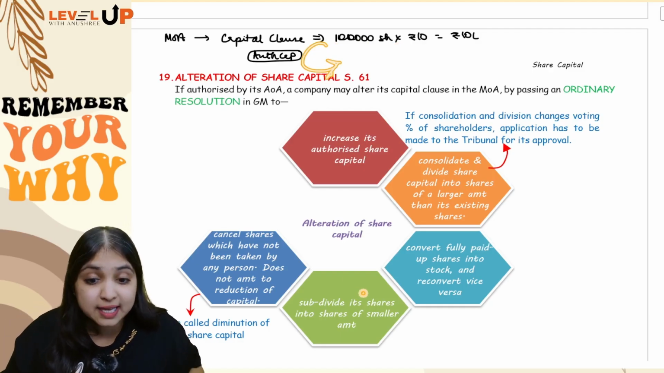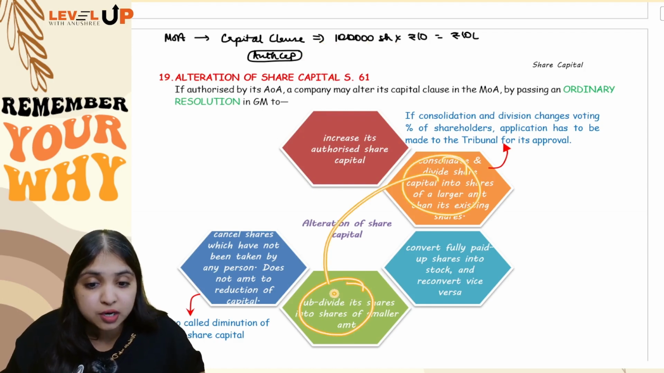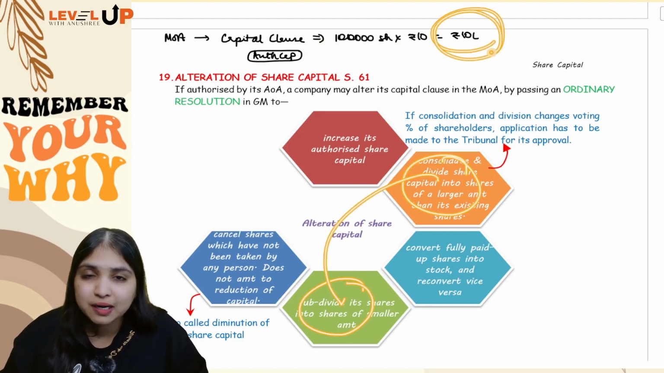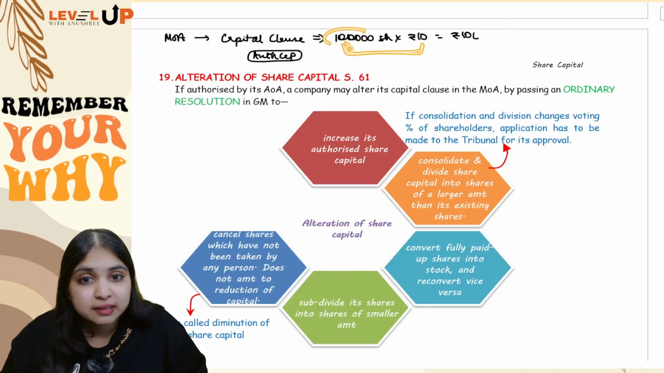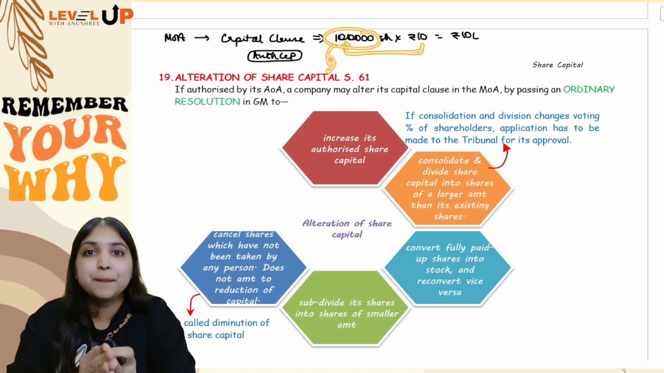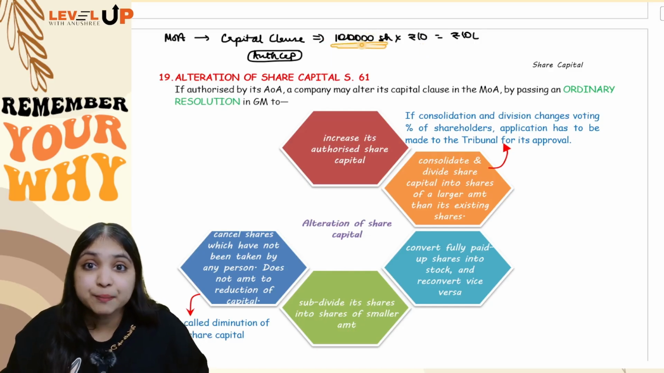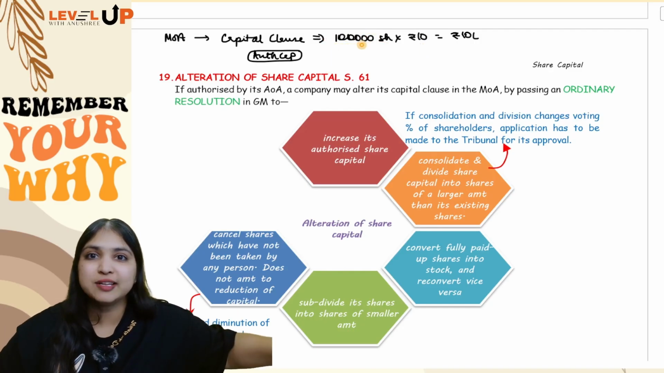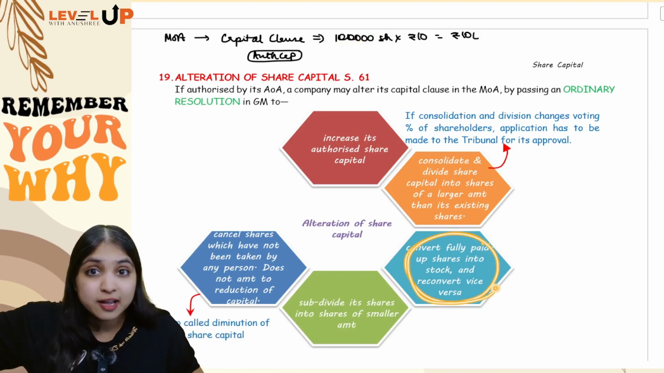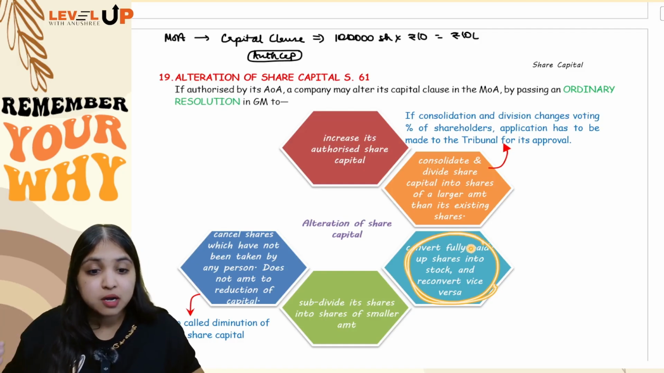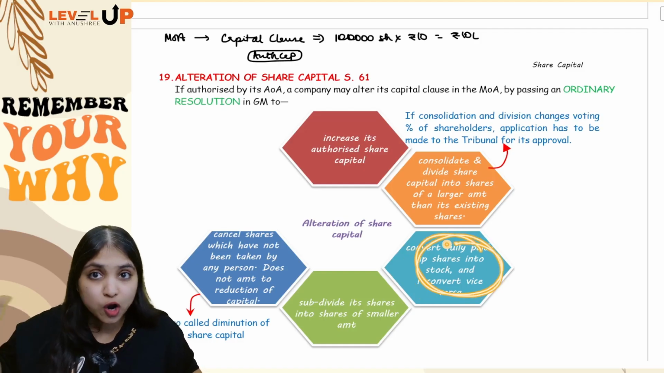So even in subdivision, even in consolidation, in both of these, the total capital number doesn't change. Only the breakup changes. In consolidation, the number of shares will reduce. We will group the shares together. In subdivision, the number of shares will increase. We will break the shares into smaller parts. Okay. Then this is nothing but converting fully paid shares into stock. We learnt even in the initial part of the chapter, converting fully paid up shares into stock or vice versa.